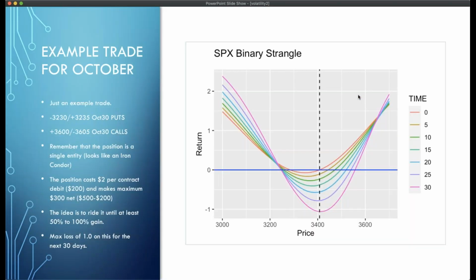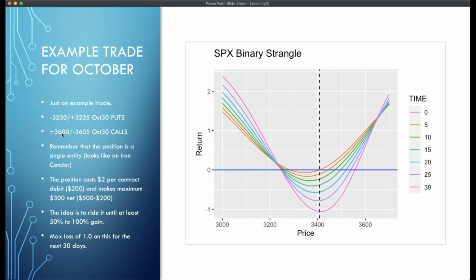So how does it look? I have an example trade here. And of course, please, this is an example. It is not meant to be tradable. It's just to illustrate how to do a non-directional trade that benefits from the market moving up or down. Okay. So this is the trade. This is an iron condor, where the put spread is the 3,230 and 3,235 strikes for October 30, the end of October. So I want to capture volatility during October. So I'm going to capture a decent fall and a decent rise.